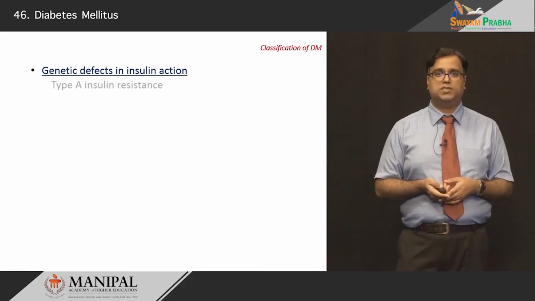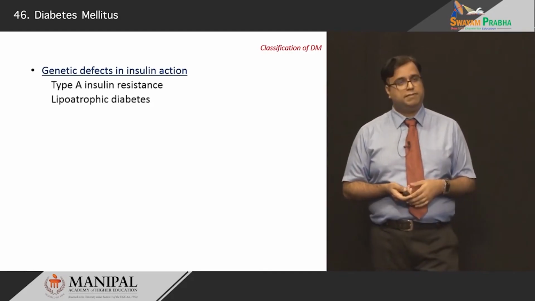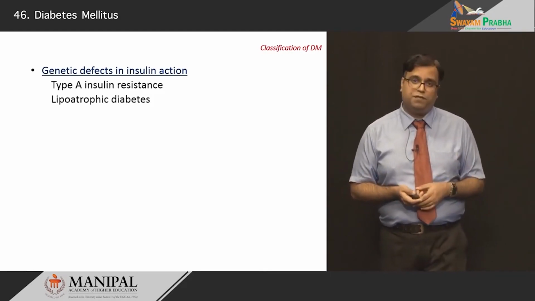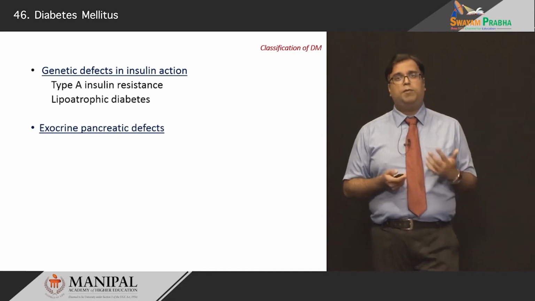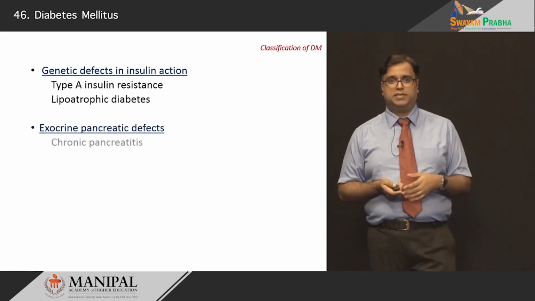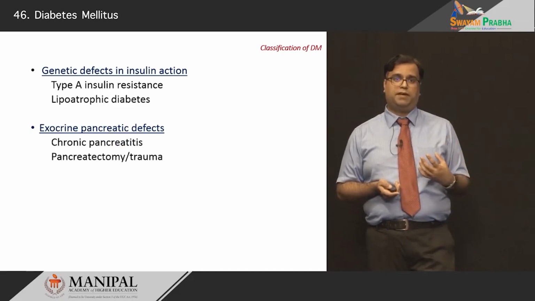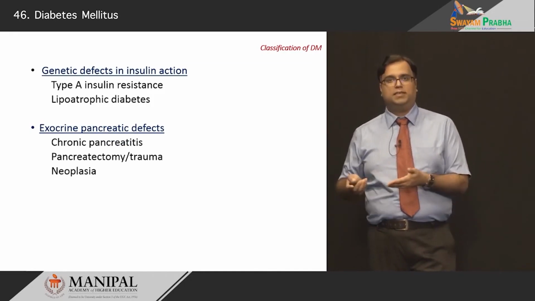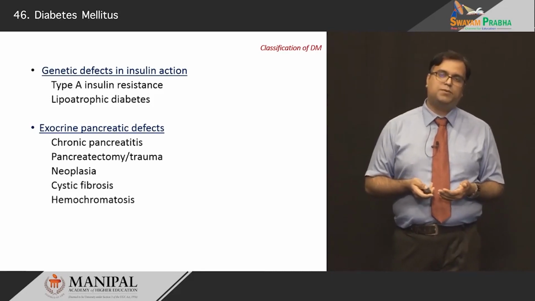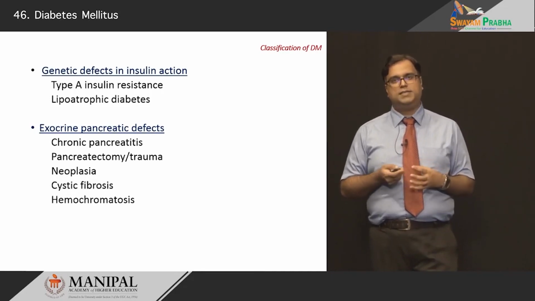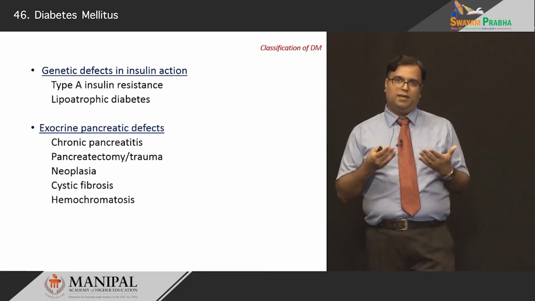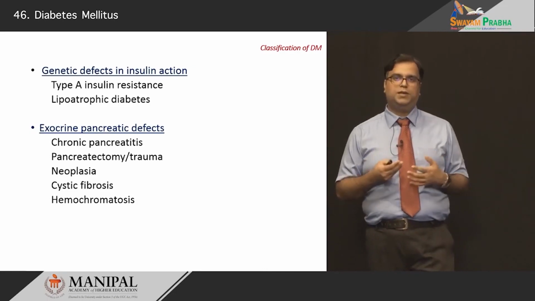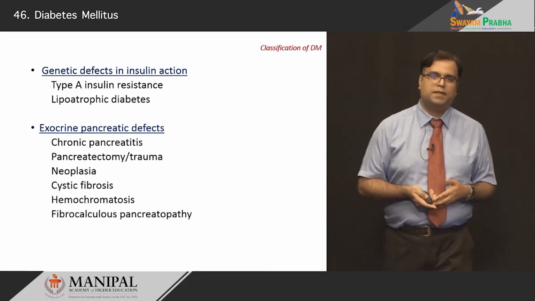There are certain genetic mutations such as type A insulin resistance, lipoatrophic diabetes, and problems of the exocrine pancreas such as chronic fibrosis or pancreatitis, any tumor, trauma, pancreas being resected for whatever reason, cystic fibrosis, hemochromatosis. All these disorders essentially destroy the microenvironment of your pancreas. So, certainly your islet cells will take a hit there.